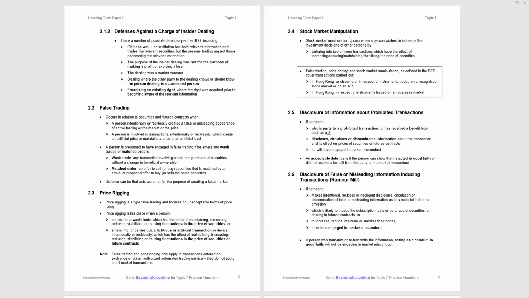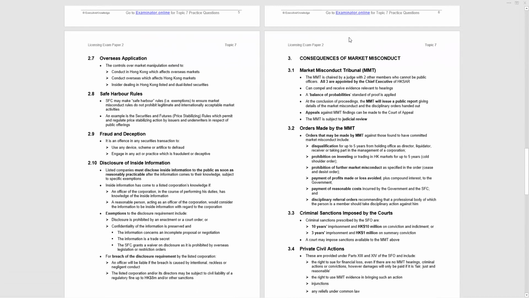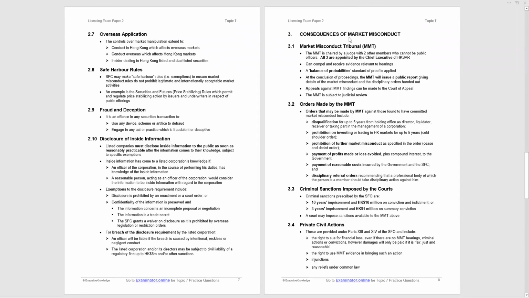Sections 2.5 and 2.6 give 2 further definitions. And 2.7, this is just an expansion of what I've just said. The controls over market manipulation extend to conduct in Hong Kong which affects overseas markets, conduct overseas which affects Hong Kong markets, and insider dealing in Hong Kong listed and dual listed securities.